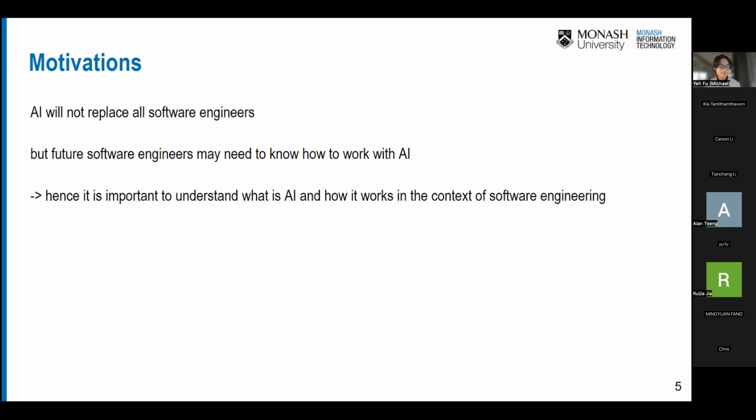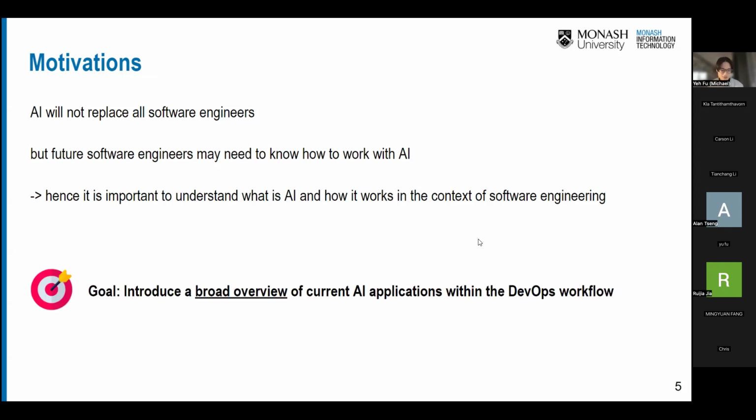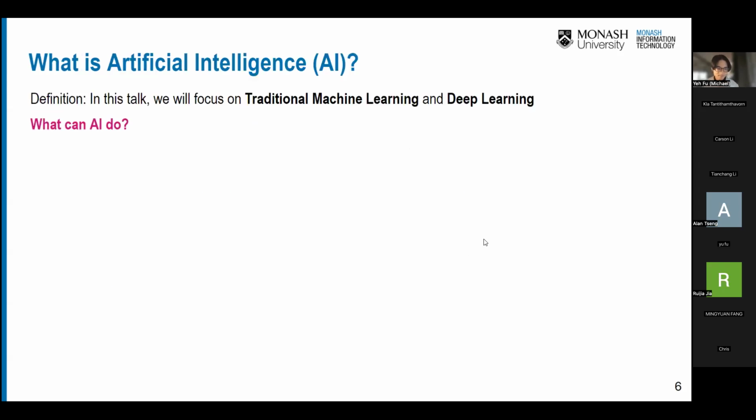these AI tools. So it is important to understand what AI is, and that is the motivation of today's talk: to give you a broad overview of AI applications in software engineering, so that you can know how to work with these AI tools in your future career. So the goal is to introduce an overview of current AI applications within the DevOps workflow. Before we can do that, let me first introduce what artificial intelligence is. In this talk, I will focus on traditional machine learning and deep learning algorithms.